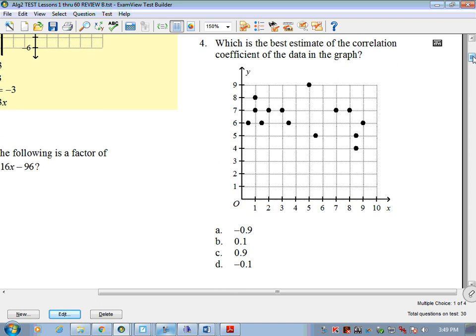Which is the best estimate of the correlation coefficient of the data in the graph? All right, this is where we go back to looking at the data. Is it close to being a line or is it scattered? And remember that as it gets closer to being a line, it gets close to either -1 or +1. As it gets further away from being a straight line, it approaches 0.1 or -0.1. And as we look at this, I'm going to say that it is scattered.